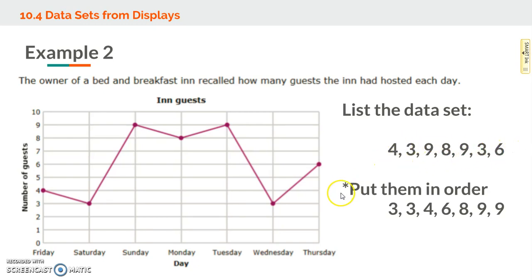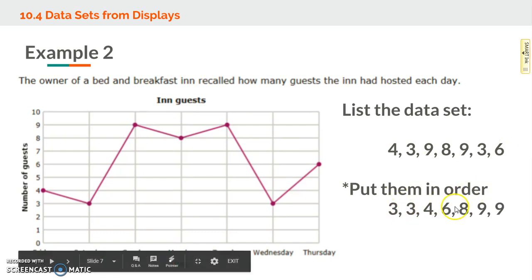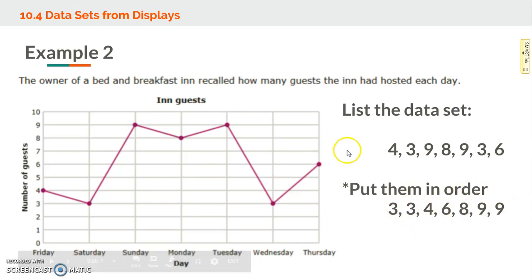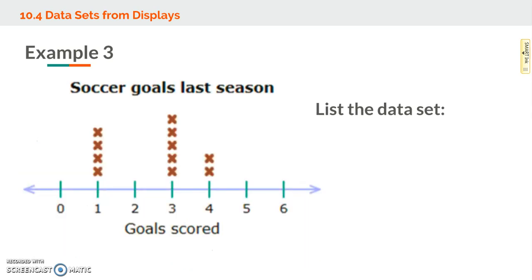I do want you though to put them in order. So on the bottom here, this is how I want you to write it in your notes: 3, 3, 4, 6, 8, 9, and 9. Okay, so this is a line plot here. Graphing it, just being able to read it and get that information. Alright, example 3.